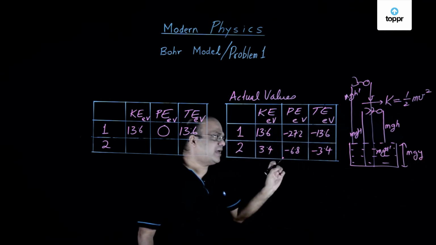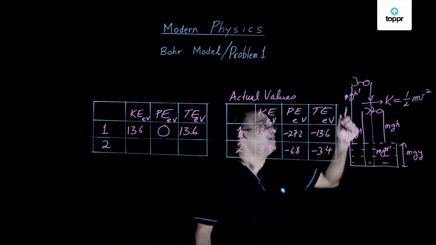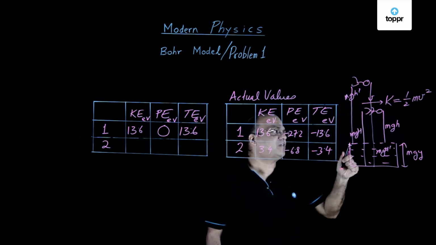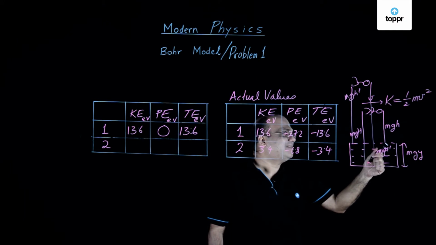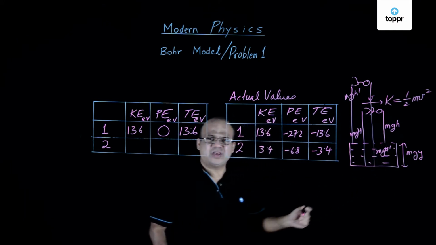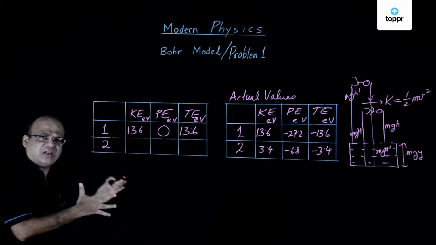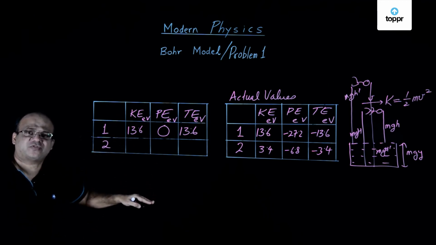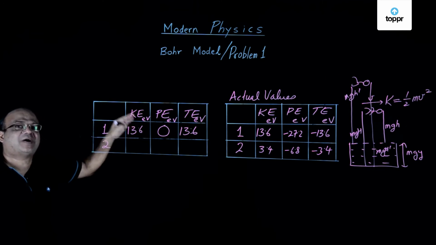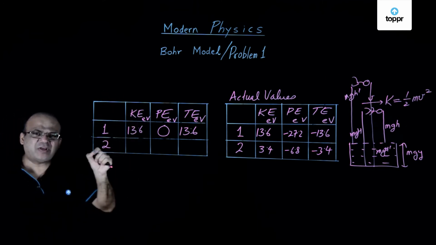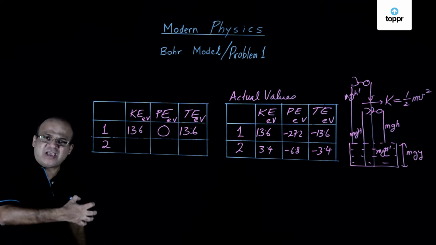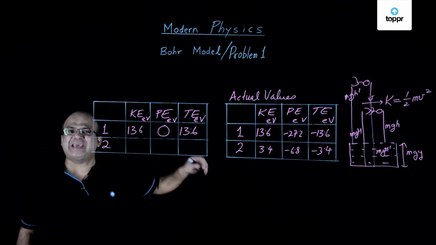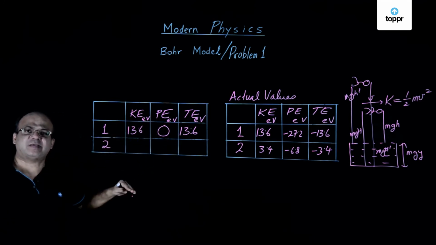Now this mgy is the difference between the potential energy of this measured from here and measured from here. And same thing is true here. So when you change the reference line for potential energy, all potential energy values increase or decrease by the same amount. This is very important to understand.